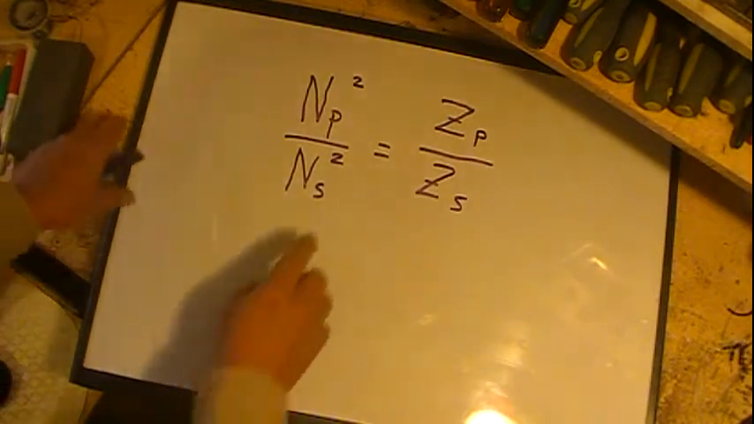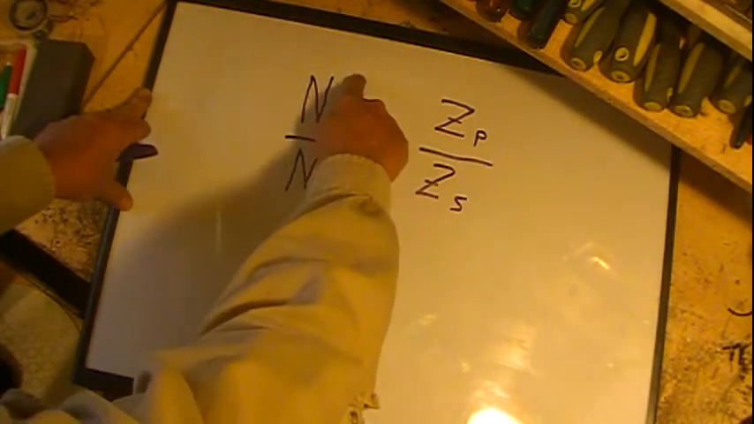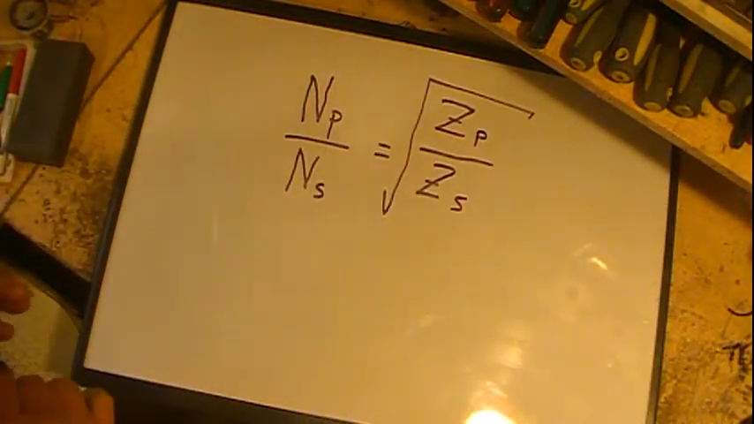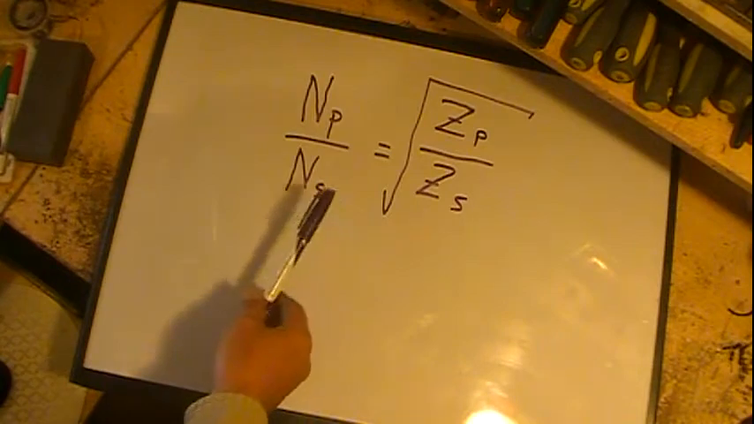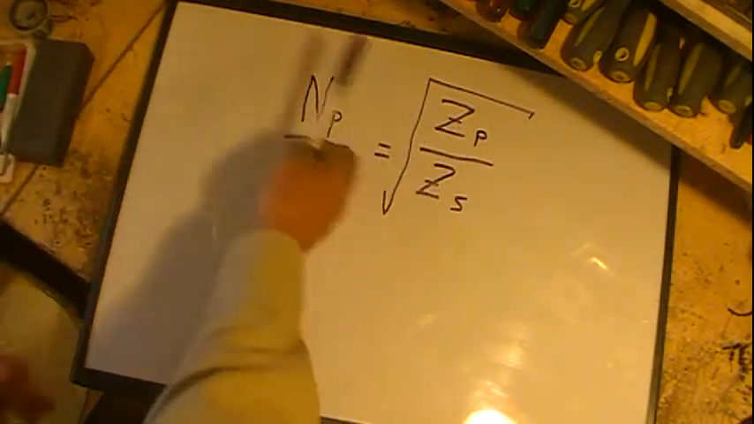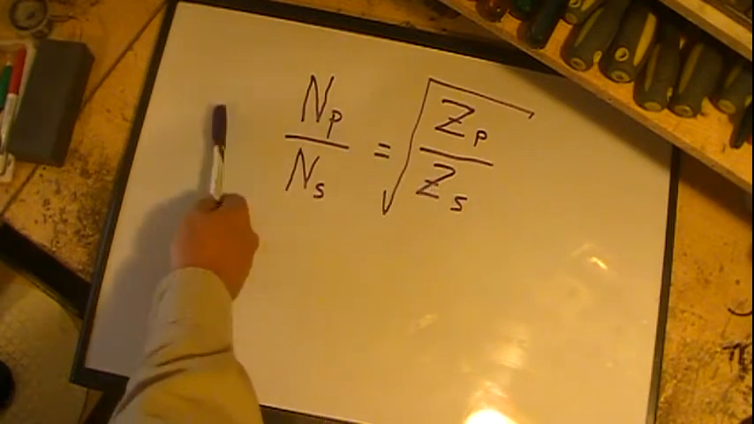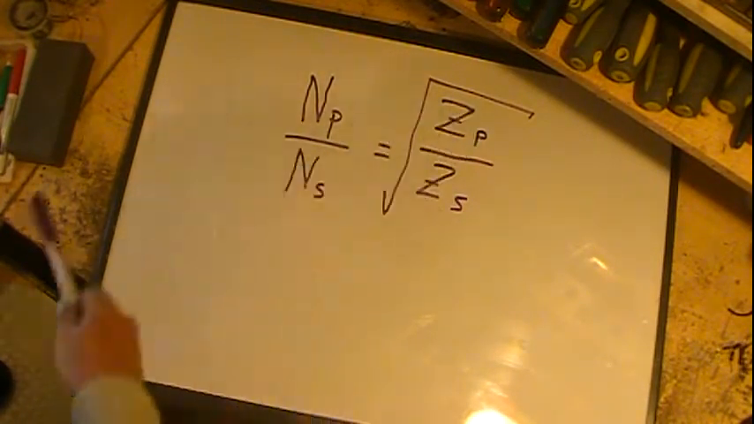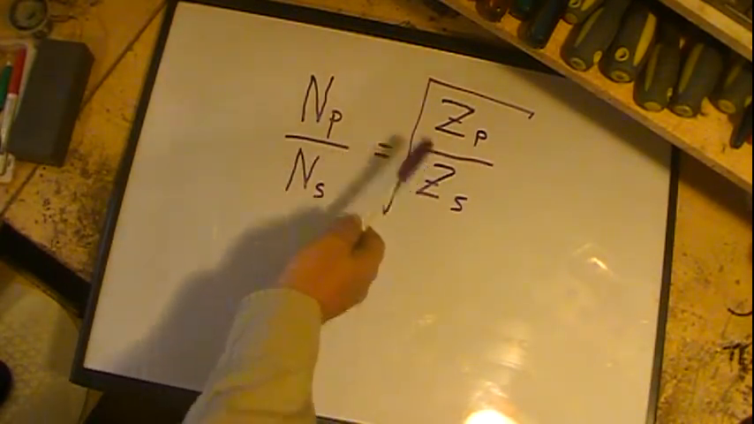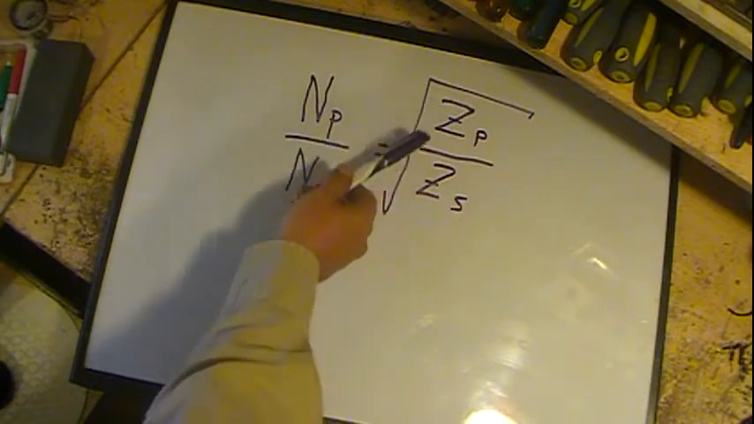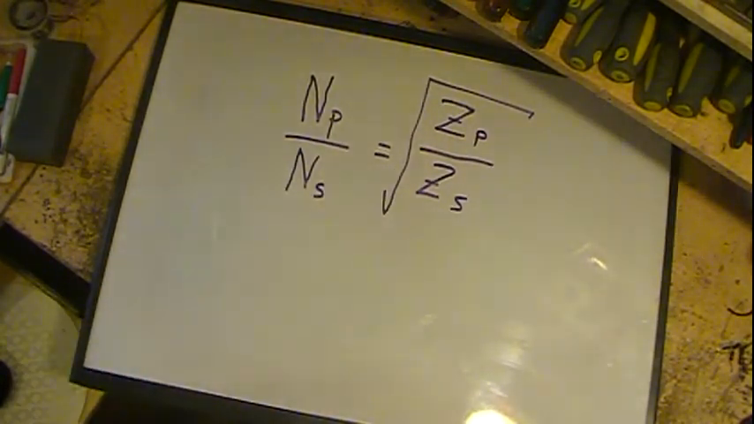Now another way of looking at this is I can actually just square root both sides and do this. You can rearrange the math any way you want, so that you can solve for just one thing. You can bring your secondary impedance over here and find your primary impedance that you want, or vice versa. As a general rule, what you will know is these two things: your secondary impedance is going to be your speaker impedance, and the impedance on the primary is going to be what the tube is looking for.